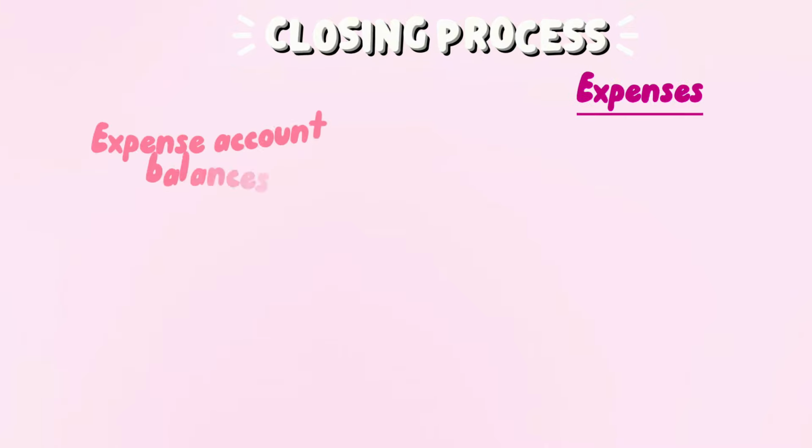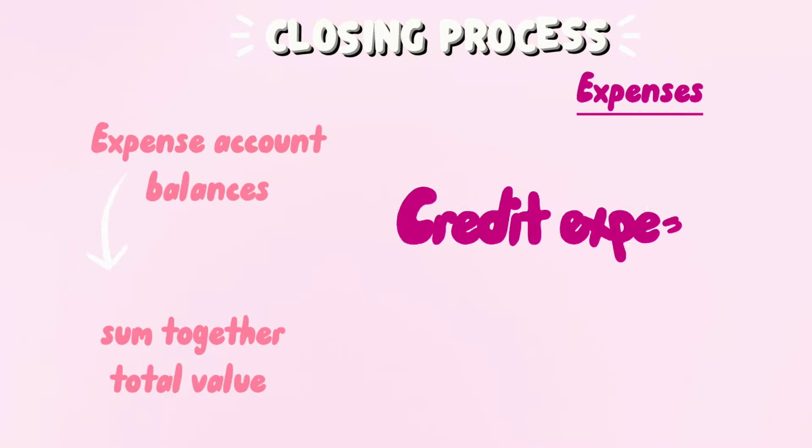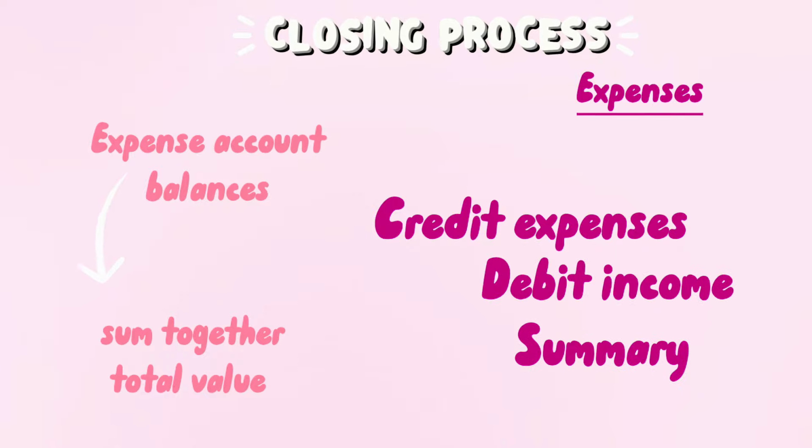I take my expenses for that period and I sum those debit balances together and I credit my expenses. My income summary right now is a credit balance to reflect my gross profit, but my expenses are going to take away from that value, so I will debit income summary.